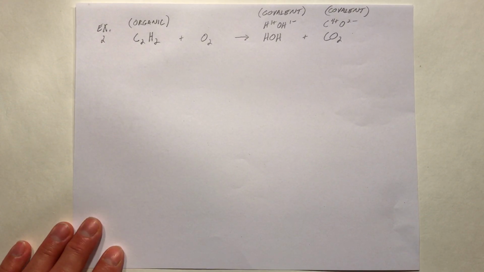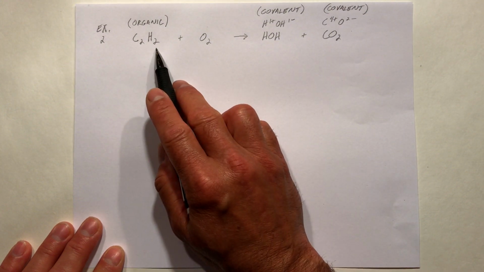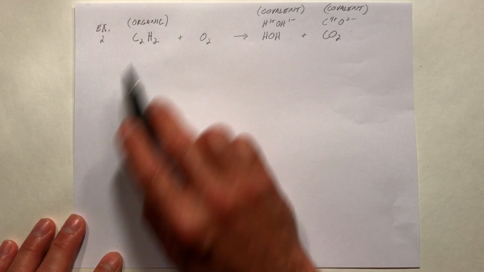Okay, let's try number 2. C2H2 is actually an organic compound. It's called acetylene.